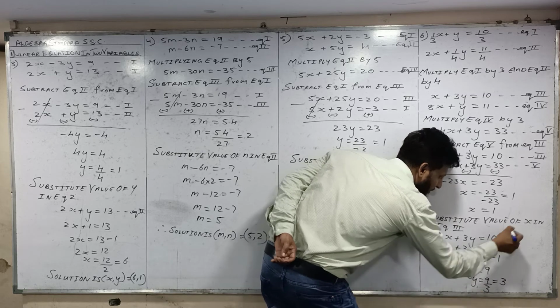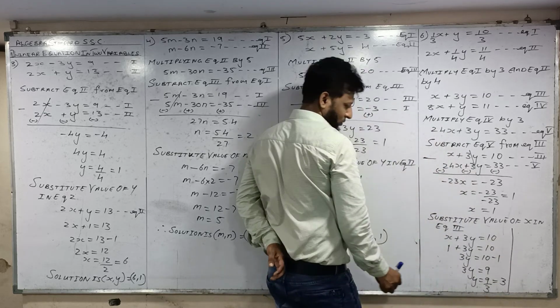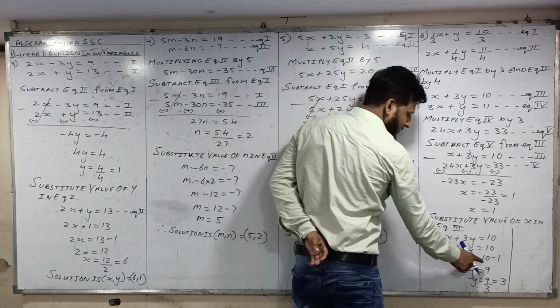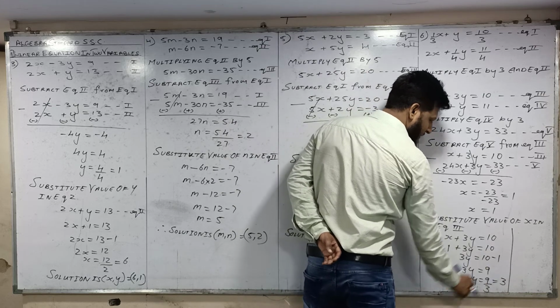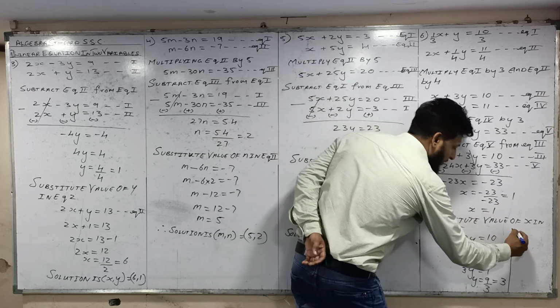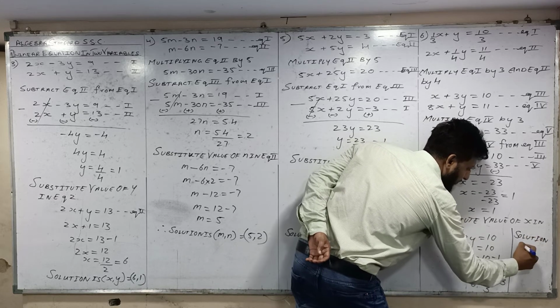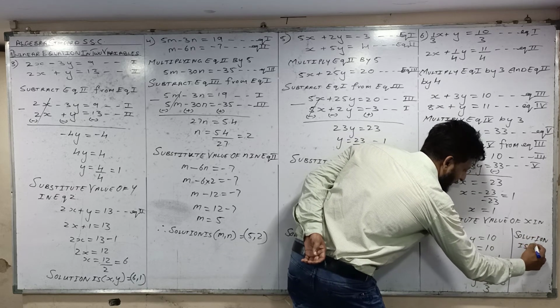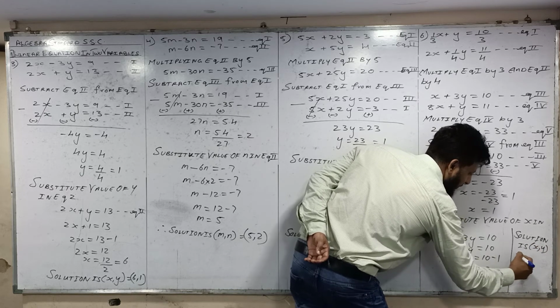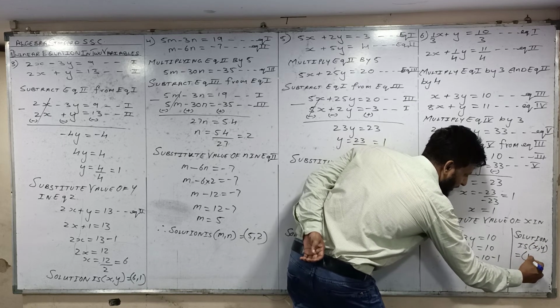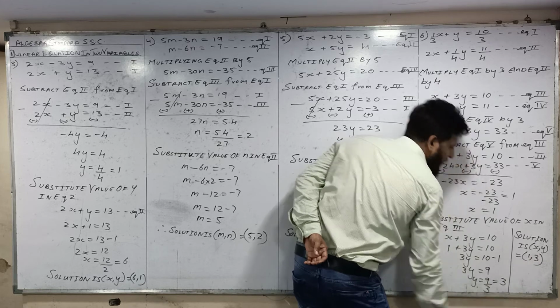So what is the value? 3y is equal to 9. So y is 3. Now, therefore, the solution: value of x is 1 and value of y is 3.